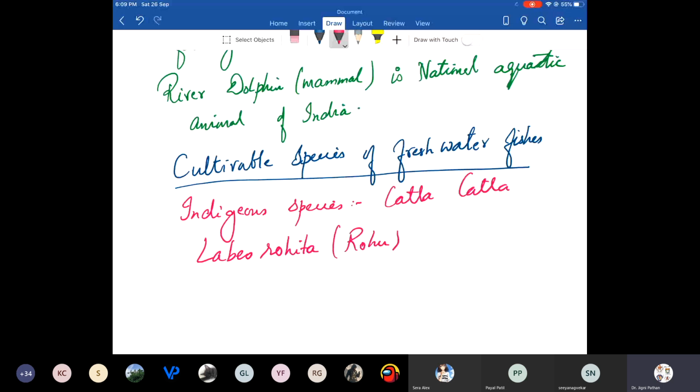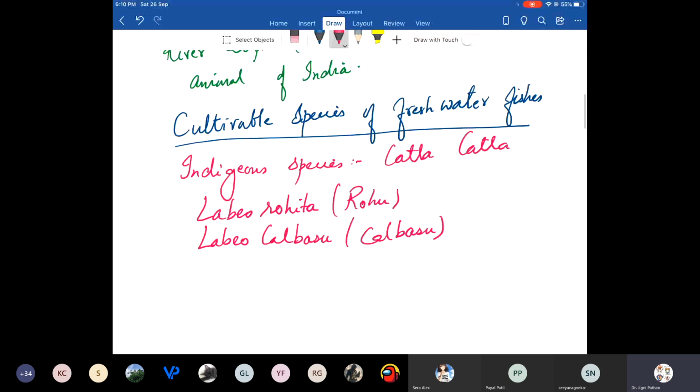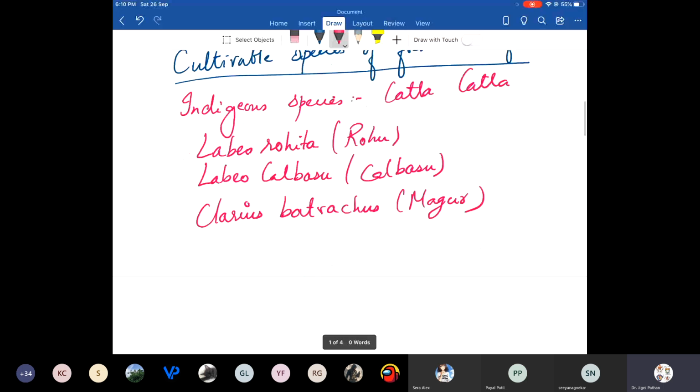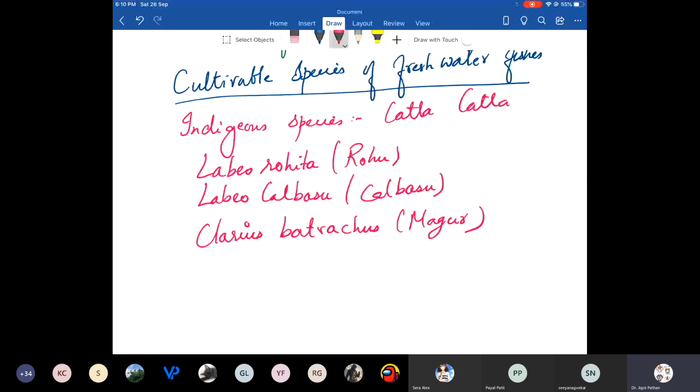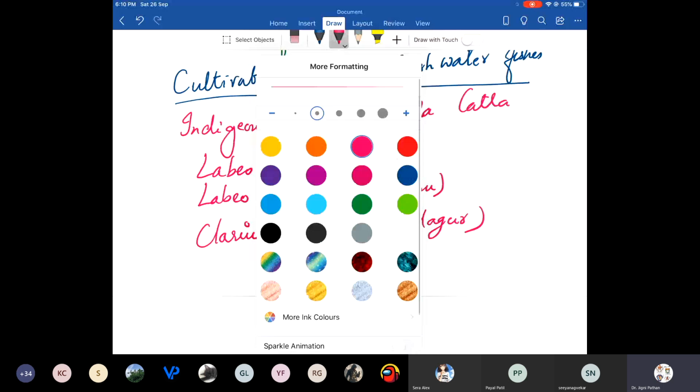Labeo calbasu, calbasu fish. Clarias batrachus, which is magur. So these are the Indian breeds, Indian species. You should know this. They'll give a combination of them and they'll ask you which among these is an Indian species, or which among them is an exotic species, or which among them is a marine species. I think this year there was a question something like this, if I remember. Yeah. Next.